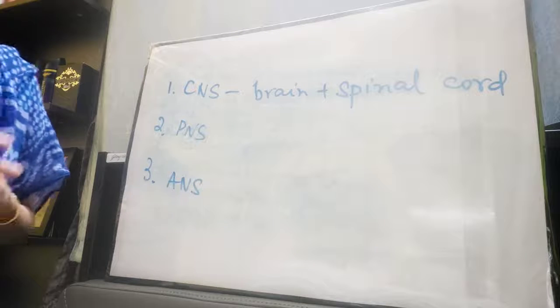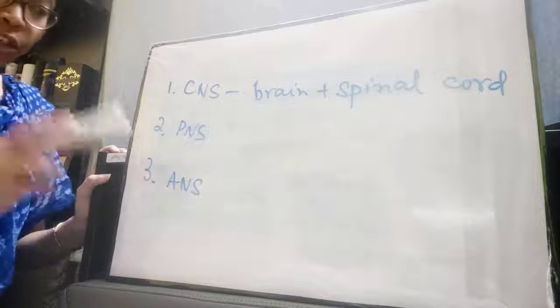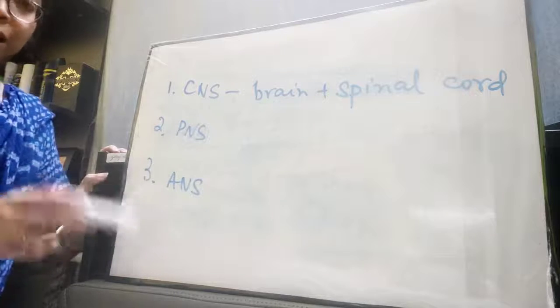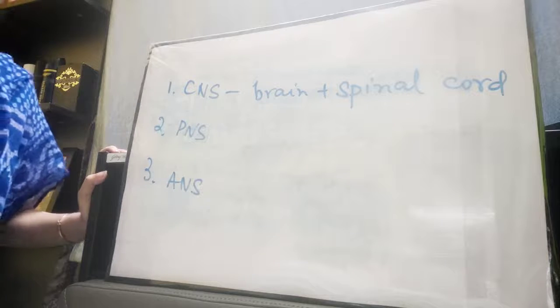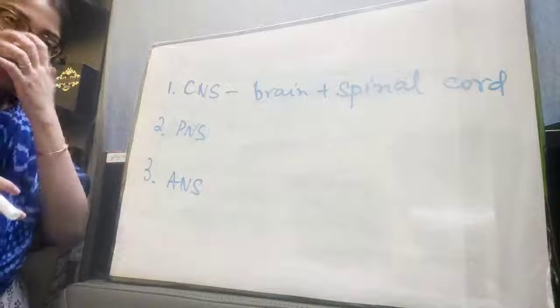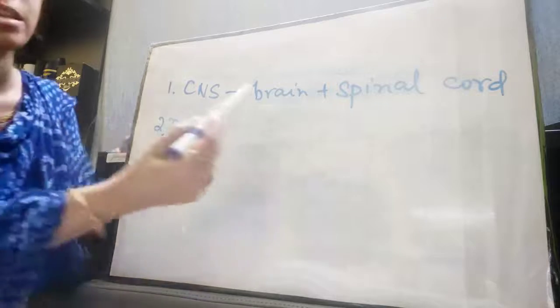Okay, so those nerves fall under the category of autonomic nervous system, ANS. Okay, so next topic is brain. Now we will talk about the different organs of the nervous system in details. The first and the most important one is the brain.